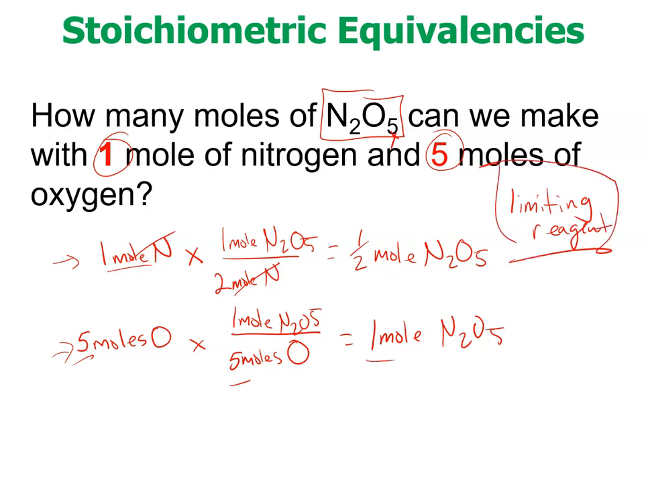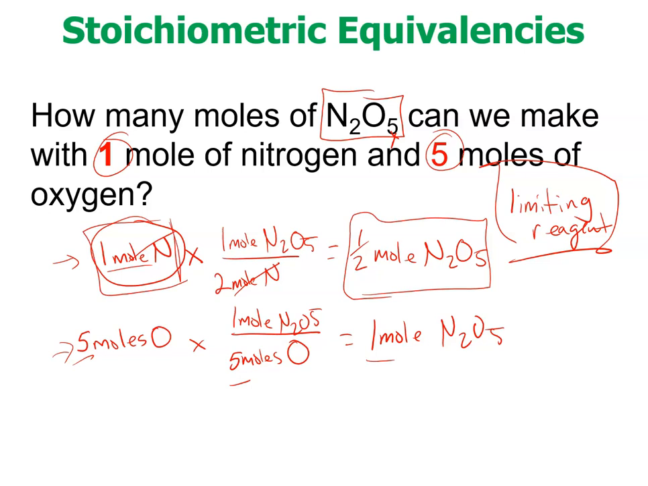Since we can't create any more of something, right? This is one of the fundamental principles that we were talking about with Dalton's theories. We cannot create matter. So if we only have enough to make a half of a mole, we would say that this nitrogen is the limiting reagent, and it only allows us to make 1/2 of a mole. So that's the answer. We can't make a mole of N2O5 because we only have enough to make a half of a mole, according to this, because this is the limiting reagent.